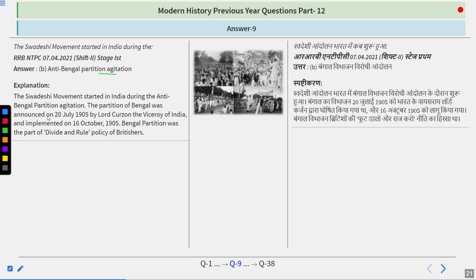The partition of Bengal was announced on 20th July 1905 by Lord Curzon, the Viceroy of India, and implemented on 16th October 1905. Bengal partition was part of the divide and rule policy of the Britishers. So do remember the answer is anti-Bengal partition agitation.